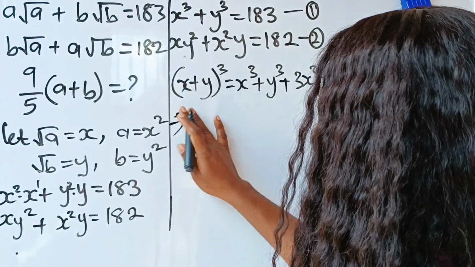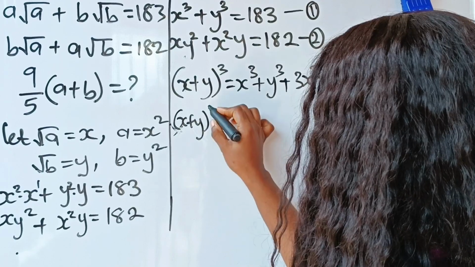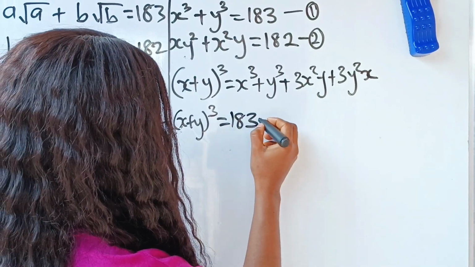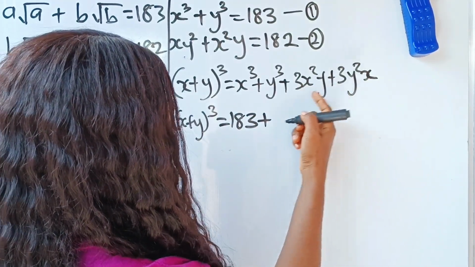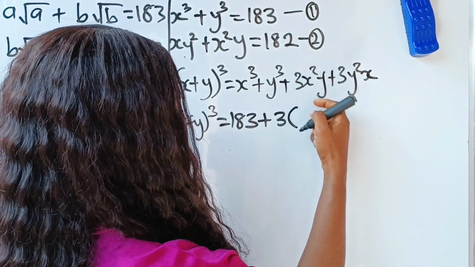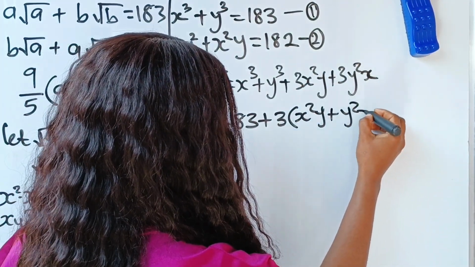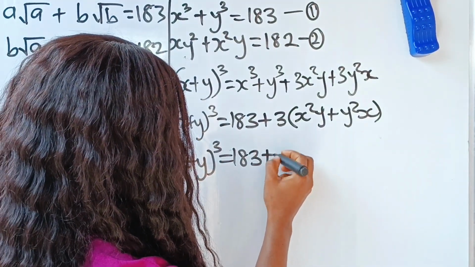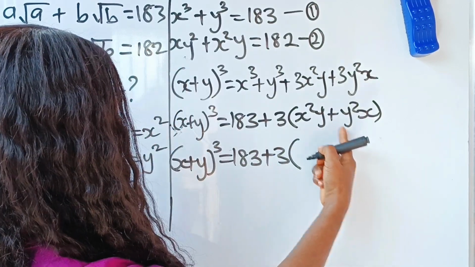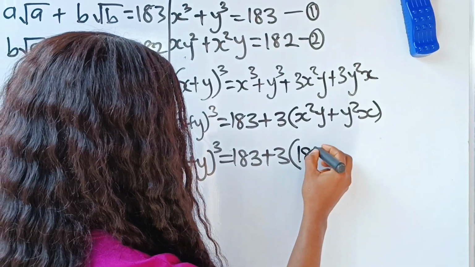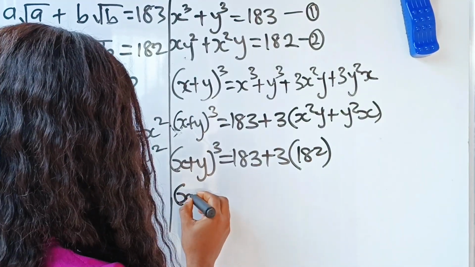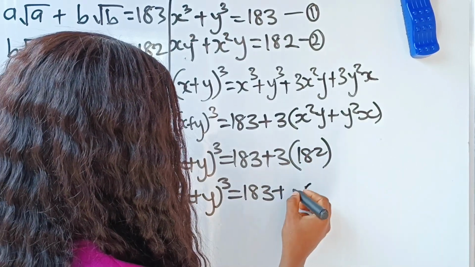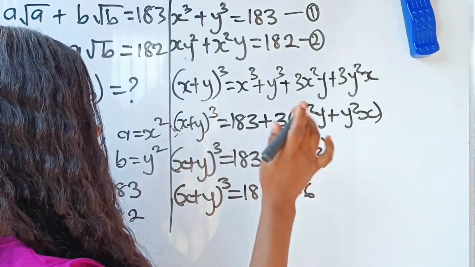Now let's solve. So we have that x plus y to the power of 3 is equal to x to the power of 3 plus y to the power of 3, which will give us 183, plus, now let's factorize. They have 3 and 3 in common, brackets. So what do we have here? x squared y plus y squared x. All right, so we have x plus y to the power of 3 is equal to 183 plus 3 brackets. Now x squared y plus y squared x is actually 182. So we have our 182. You can see that, right? So we have x plus y to the power of 3 is equal to 183 plus, in this, multiply this, we have 6. Multiply this, we have 24. So we have 546.